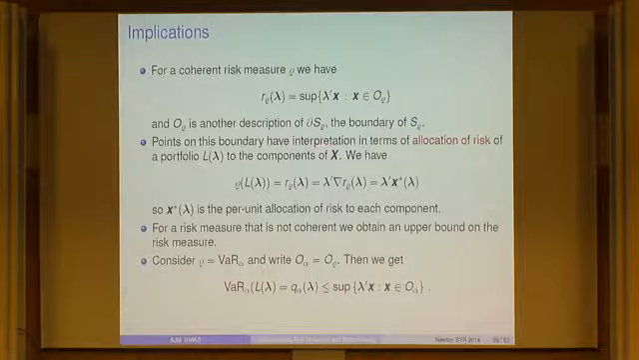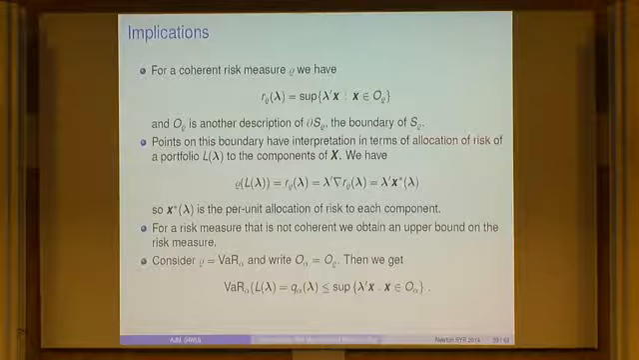So points on this boundary have an interpretation in terms of allocation of risk of a portfolio to the components of X, because the risk of a portfolio, as measured by the risk measure, is given by this risk measure function. This equality comes from the Euler representation of the positive homogeneous function. And then we've just seen that this must be equal to the worst case.